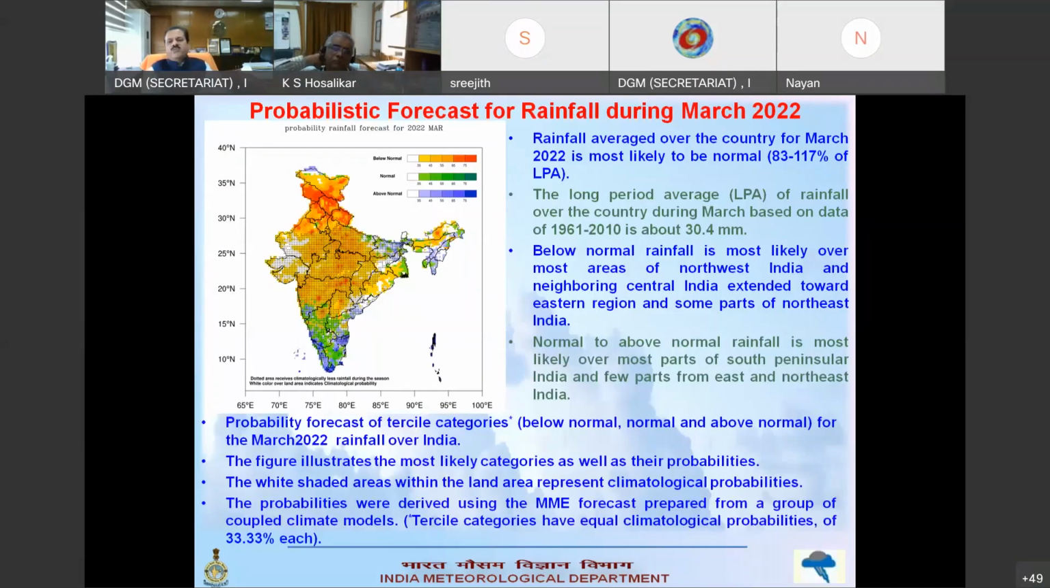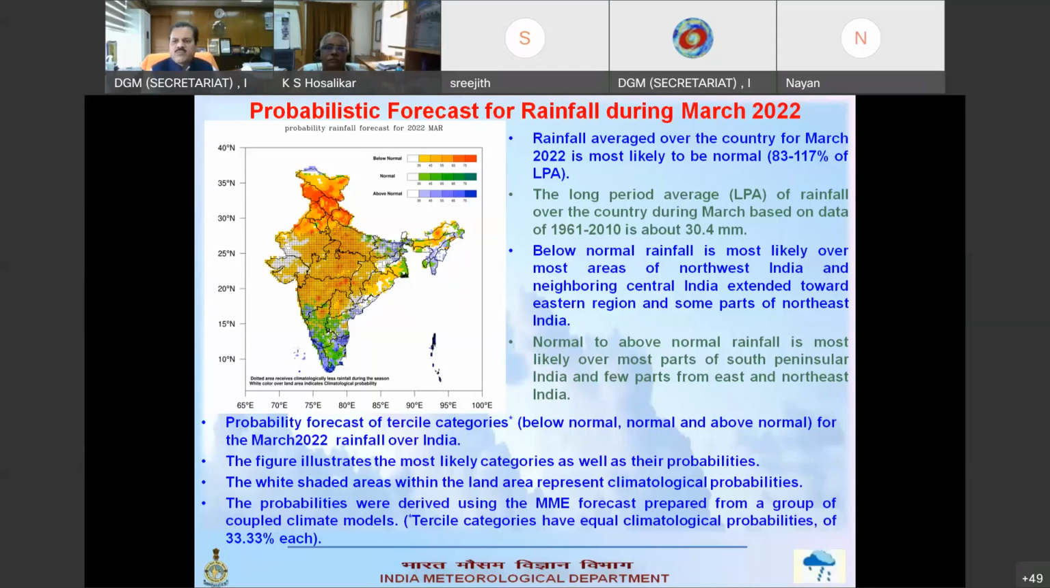Now, coming to the rainfall forecast for the month of March 2022, what we find is that the rainfall average over the country for the month of March is most likely to be normal rainfall. Long period average for the rainfall in the month of March is 30.4 mm. That means only just 3 centimeters of rainfall. So therefore, all of us should be very cautious while interpreting the rainfall activity in the month of March, because it is very highly variable, and therefore randomness is quite high and predictability therefore is quite less.